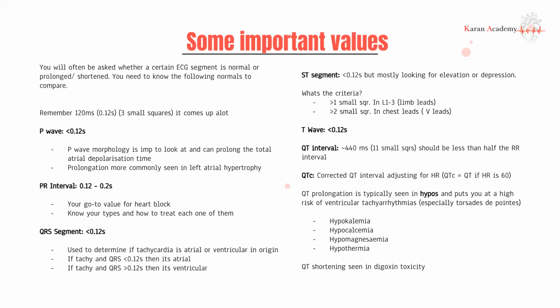A prolonged QT interval can be seen in hypos, and this is really, really important. So hypocalcemia, hypokalemia, hypomagnesemia, and hypothermia all cause QT prolongation. Actually, one of the patients I'm seeing these days on the wards has QT prolongation because of hypocalcemia. So it's a big one to know.